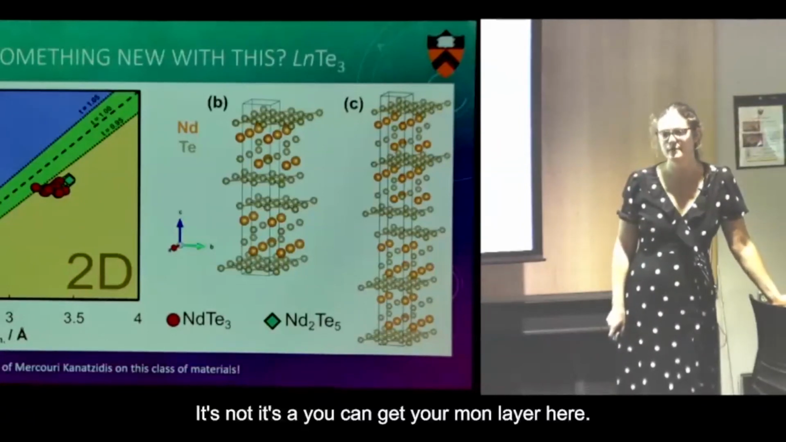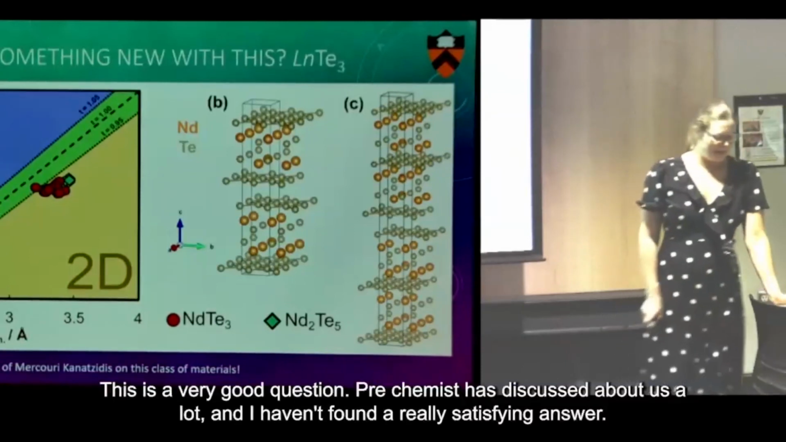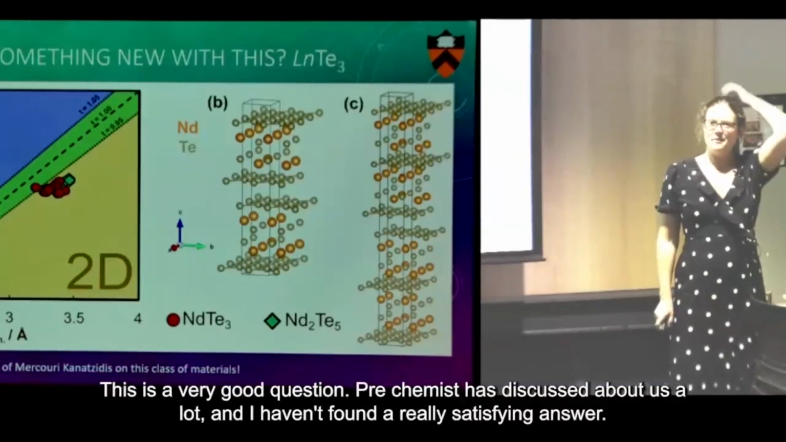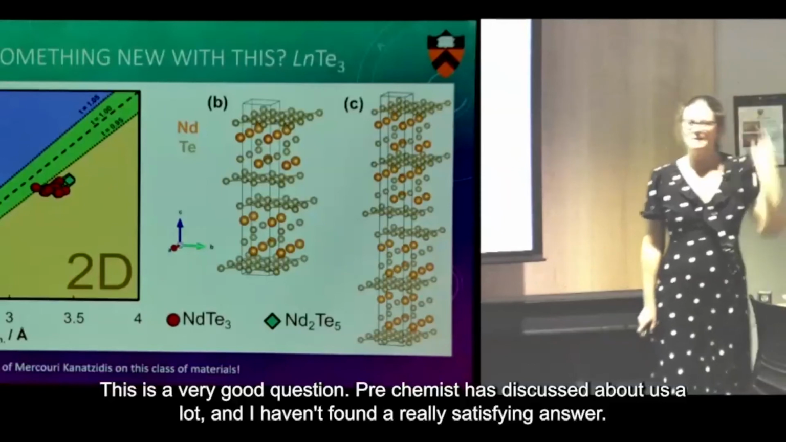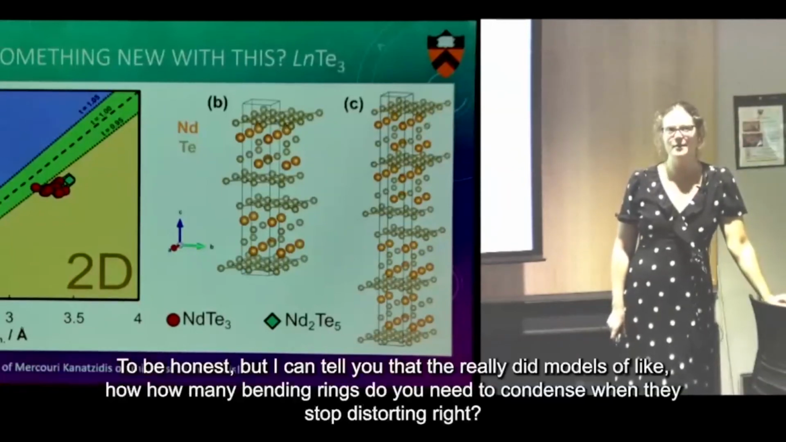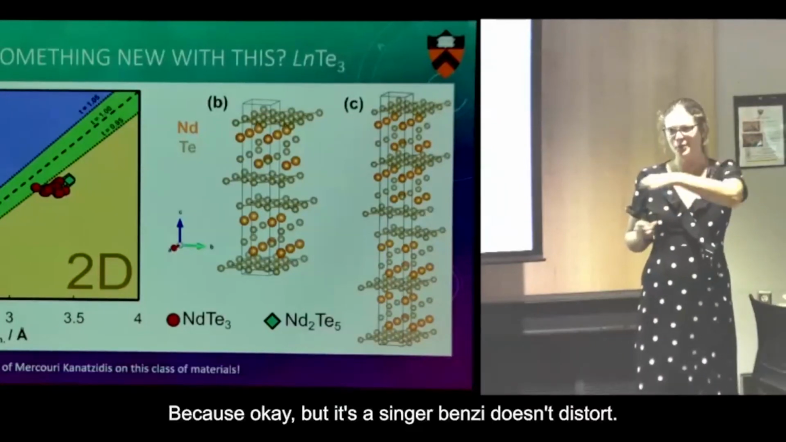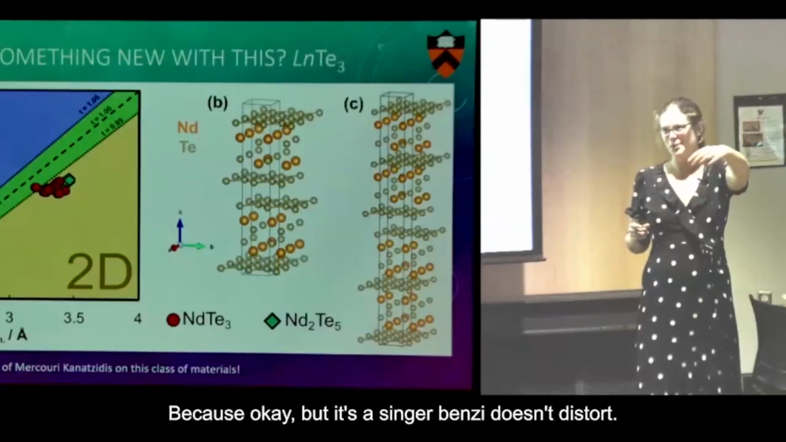My question is, what protects the delocalized bonds in graphene from spiral or capillary deformation, from a chemist's point of view? This is a very good question. Chemists have discussed this a lot, and I haven't found a really satisfying answer, to be honest. But what I can tell you is that they did models of how many benzene rings you need to condense before they stop distorting.